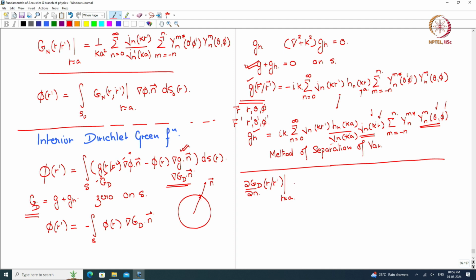So how does it look? I have minus i k square summation n going from 0 to infinity, j n of k r dash and the derivative of this with respect to r evaluated at a, so h n dash of k a, minus, the derivative of r applies only here, minus j n of k r dash Hankel k a by j n of k a and j n dash of k a, plus the two Y's.